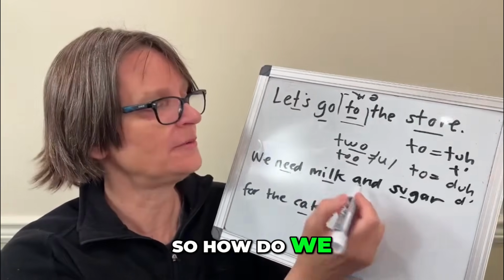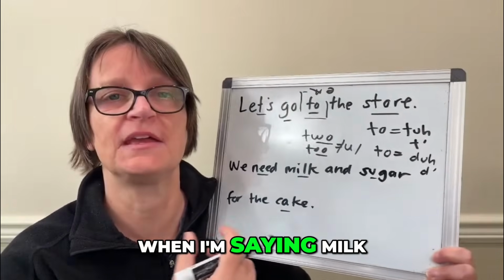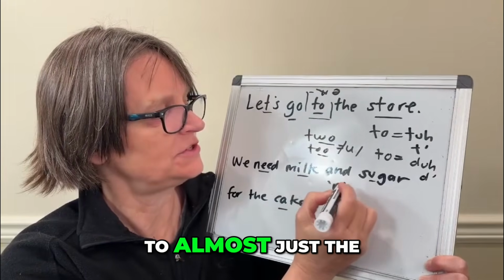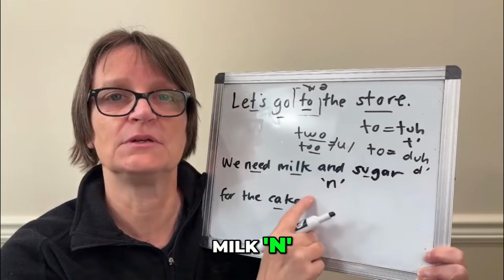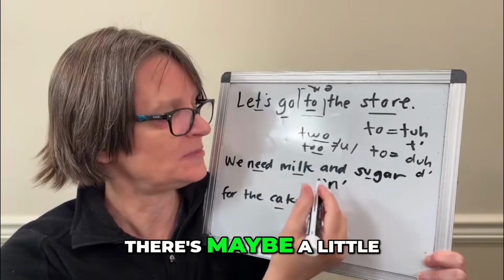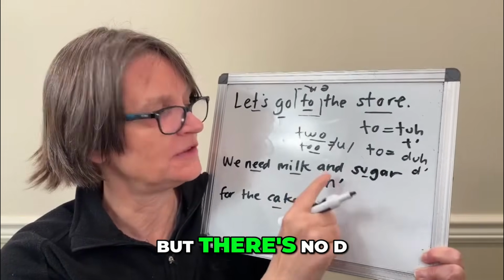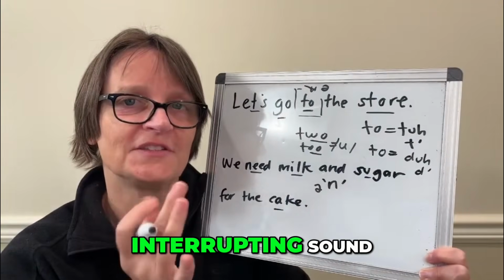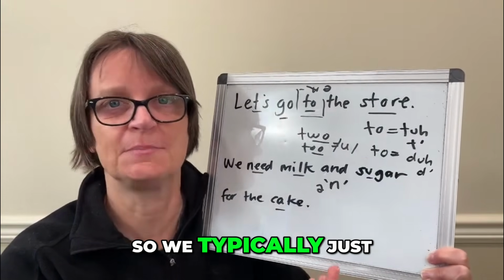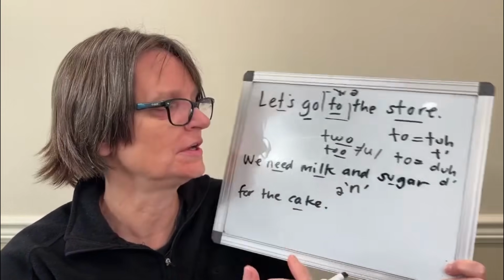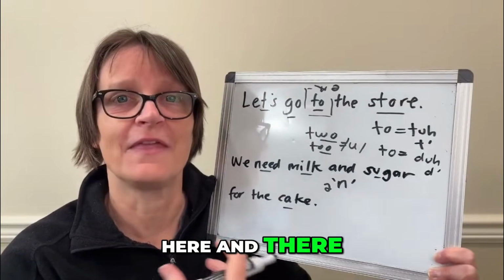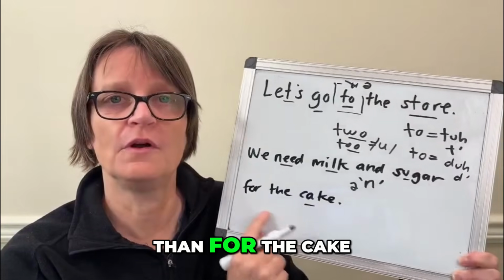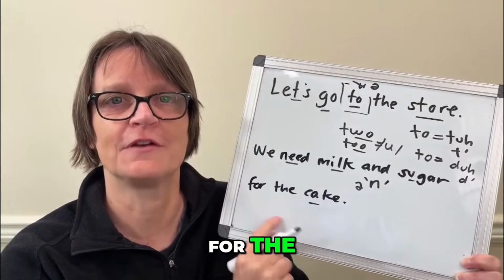So how do we reduce the word "and"? When I'm saying "milk and sugar," I really reduce it to almost just the "n" sound, milk 'n' sugar. There's maybe a little schwa before it, but there's no D after it, not "milk and sugar." That D is an interrupting sound. It's a stop sound. So we typically just drop it, milk 'n' sugar. Now and then, here and there. It really just becomes more of an "n" sound. And then rather than "for the cake," it becomes more of "fer the cake."